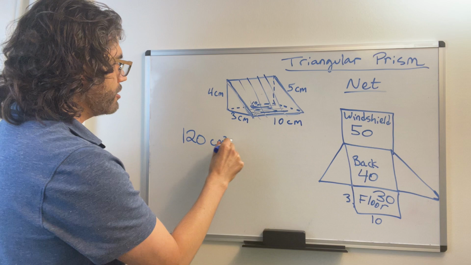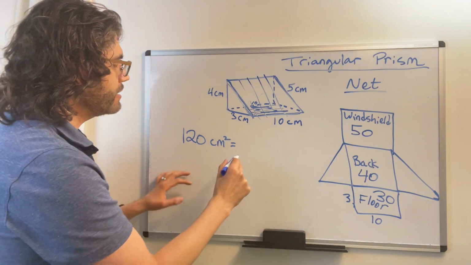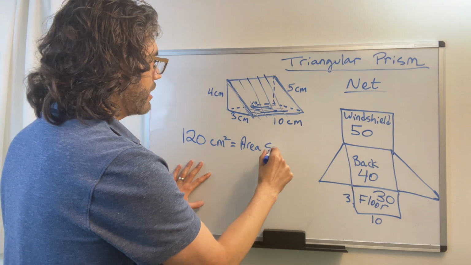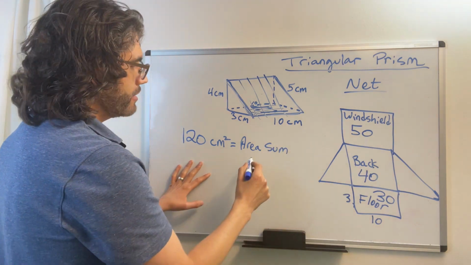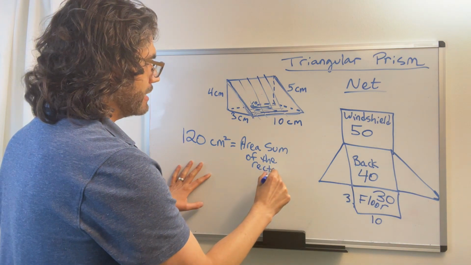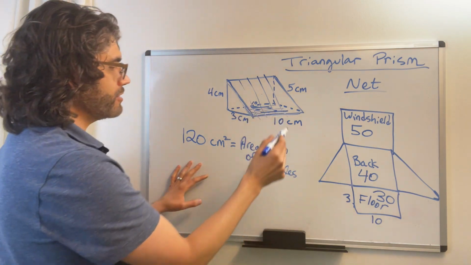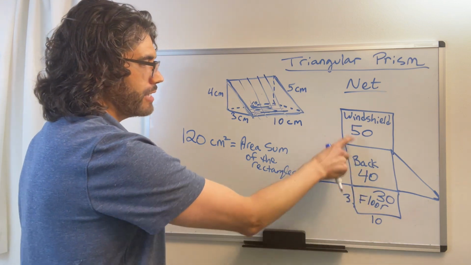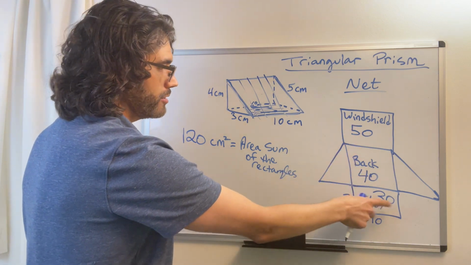120 centimeters squared is the sum of the areas of the rectangles. Okay, it's not the entire triangular prism, it's just the areas of these 3 rectangles added up. So 90 plus 30 is 120.